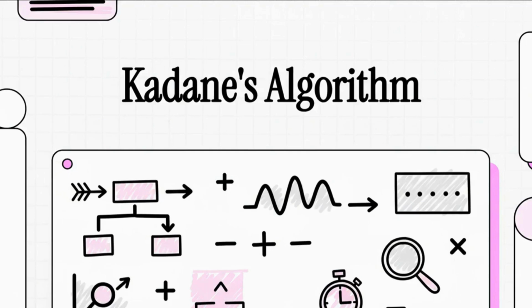Today, we are jumping into a real classic, an absolute gem in the world of algorithms, Kadane's algorithm. It's the famously elegant and incredibly fast solution to a problem that pops up all over the place, from coding interviews to analyzing real-world data.